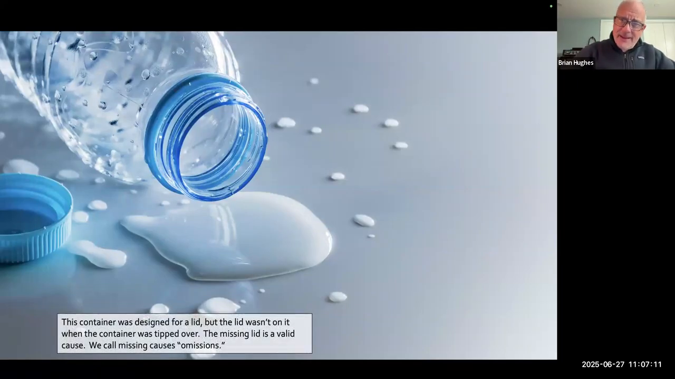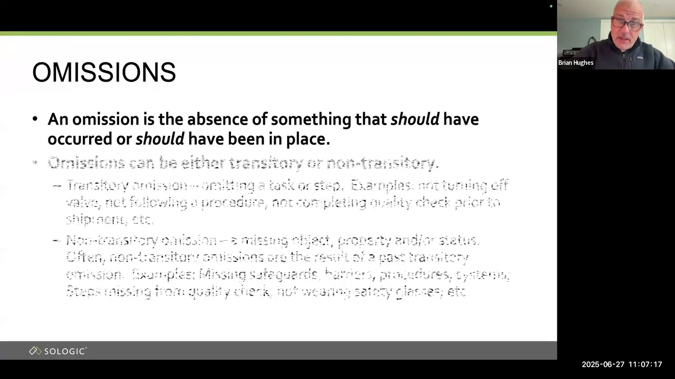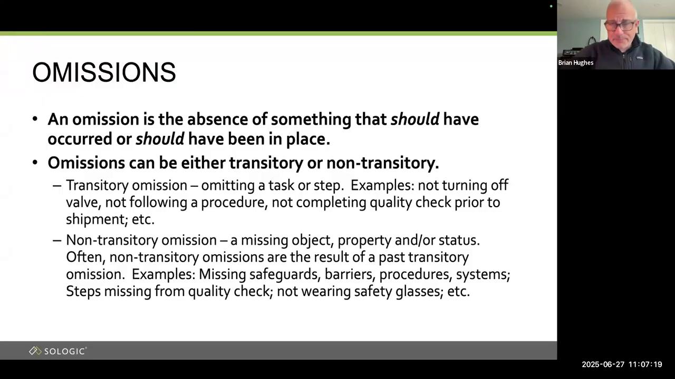Omissions. This is like the anti-cause. Okay, so omissions are the absence of something that should have been there or should have been in place, right? So they can be transitory or non-transitory. It's almost like if you think about negative numbers. Well, if the water spilled, why? Because the bottle was upset. Okay, well, lid not on the bottle is a legitimate cause for why the water spilled.